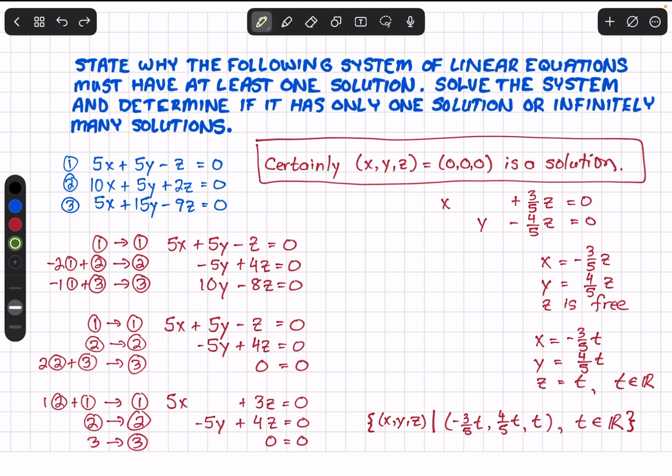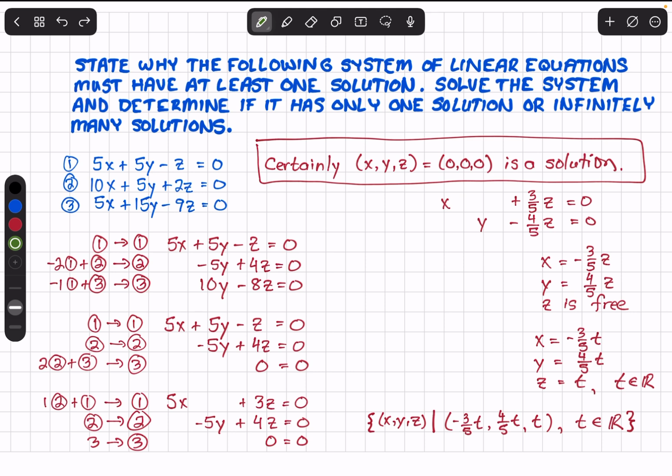Likewise, the instructions for changing the third equation. I'm going to take negative 1 times the first equation plus the third equation. That gives me no x's, 10 y's, and negative 8 z's. On the right-hand side, the adjustments still leave 0, 0, and 0. I'm going to keep adjusting.